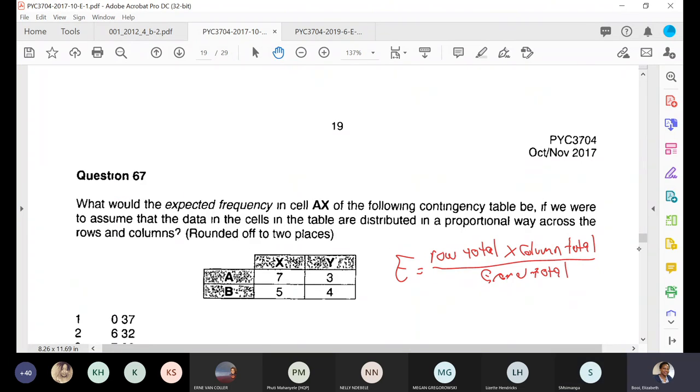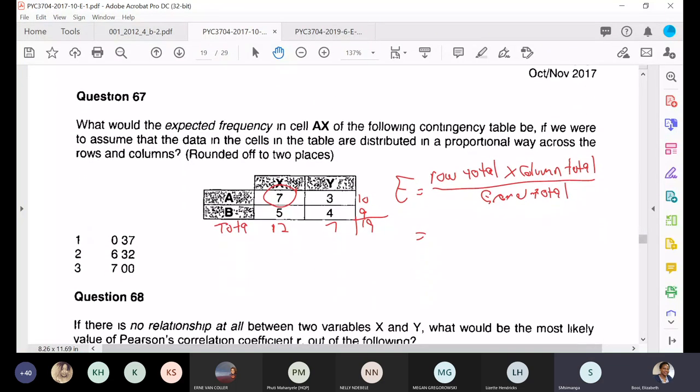So have you calculated the totals? This is 10, that is 9. That's 7. And this is 12. And the grand total is 19. Oh, I thought I was the only one who did it wrong. So now we want to calculate the expected frequency for this AX. So row total, there are 10. Column total, 12. Divide by the grand total, which is 19. What do you have?